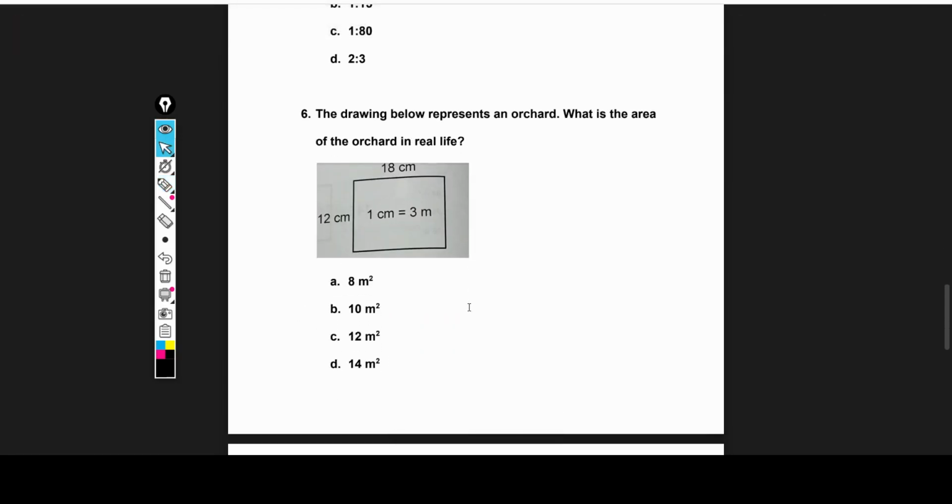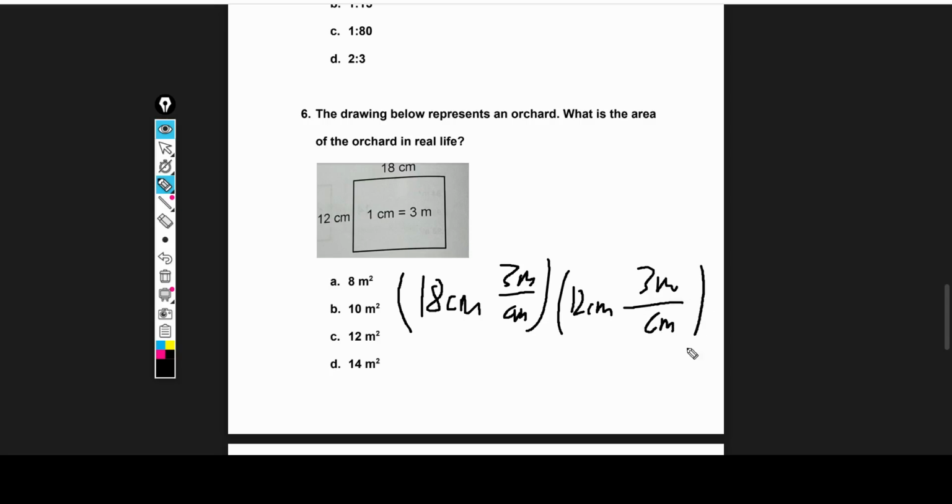Alright, next one, we have a picture of an orchard. Orchard? I don't know. What is the area of the orchard in real life? 1 centimeter is 3 meters in real life. Like before, we'll multiply each length by the conversion factor, and then multiply those together to find our area. 18 centimeters times 3 meters per centimeter, multiplied by 12 centimeters times 3 meters per centimeter. Forgive my messy handwriting. 18 centimeters cancel, times 3 meters. That is 54 meters.